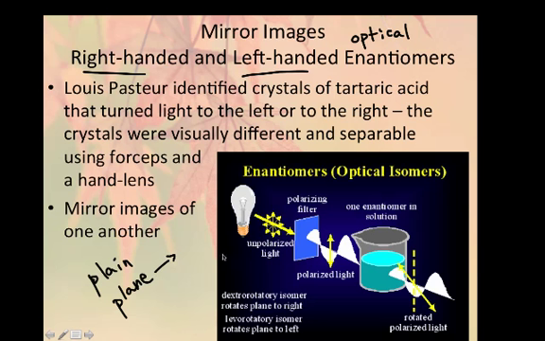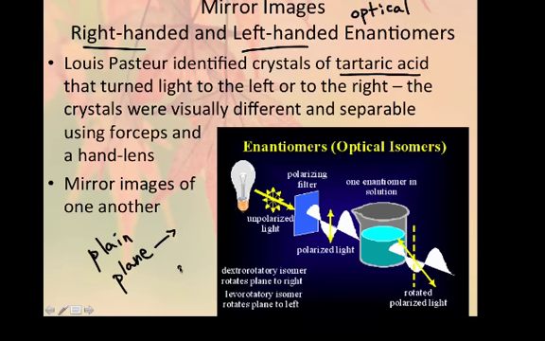Louis Pasteur was not the first guy to identify isomerism this way, but he was the first one to actually be able to sort out the crystals of a compound, tartaric acid, that would turn the light to the left or to the right, because the crystals looked different. They're visually different, so he was able to separate them using forceps and a hand lens. Sounds pretty tedious. It would be like trying to separate salt crystals from sugar crystals using tweezers and a magnifying glass.